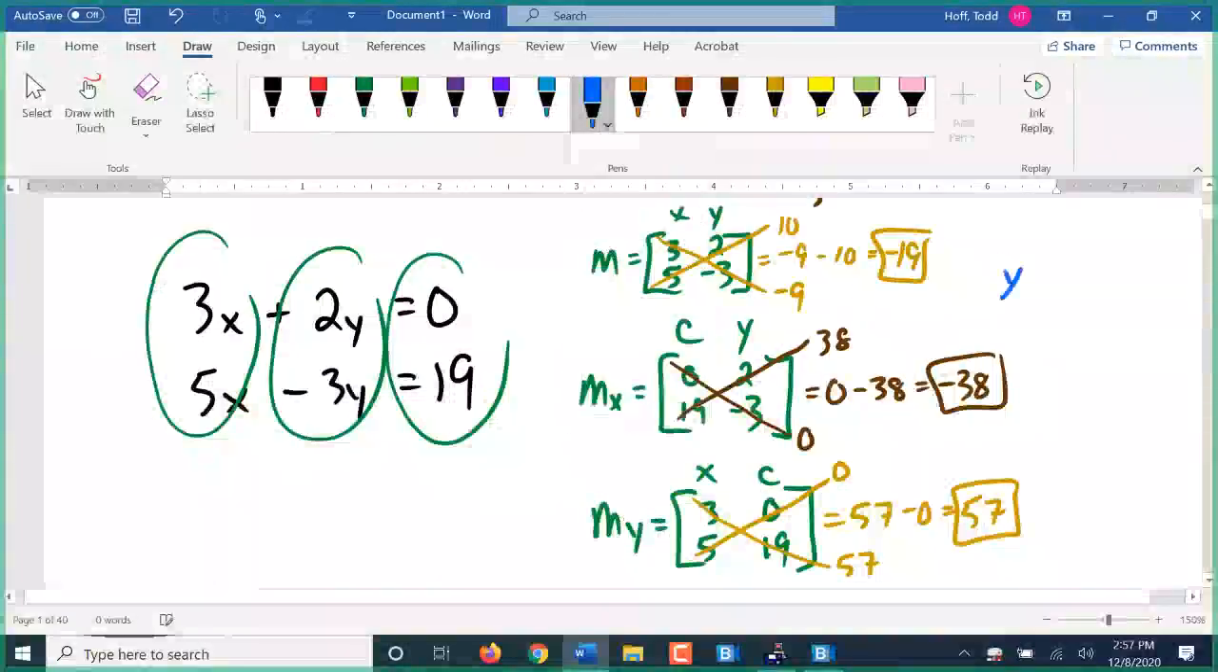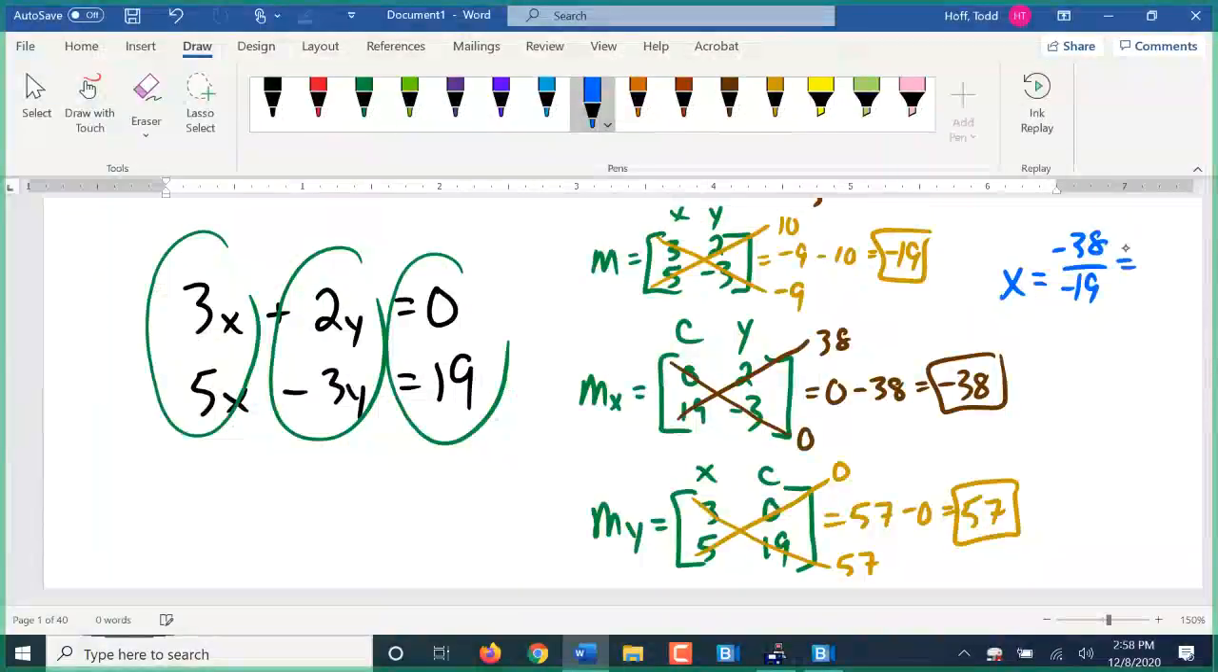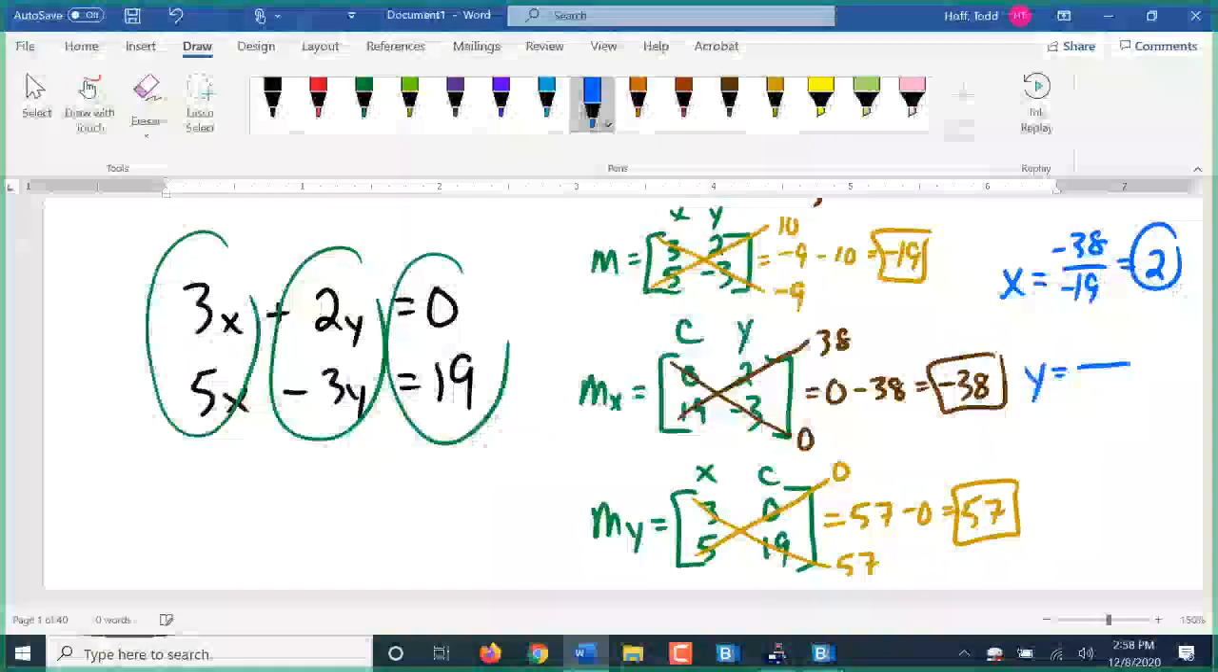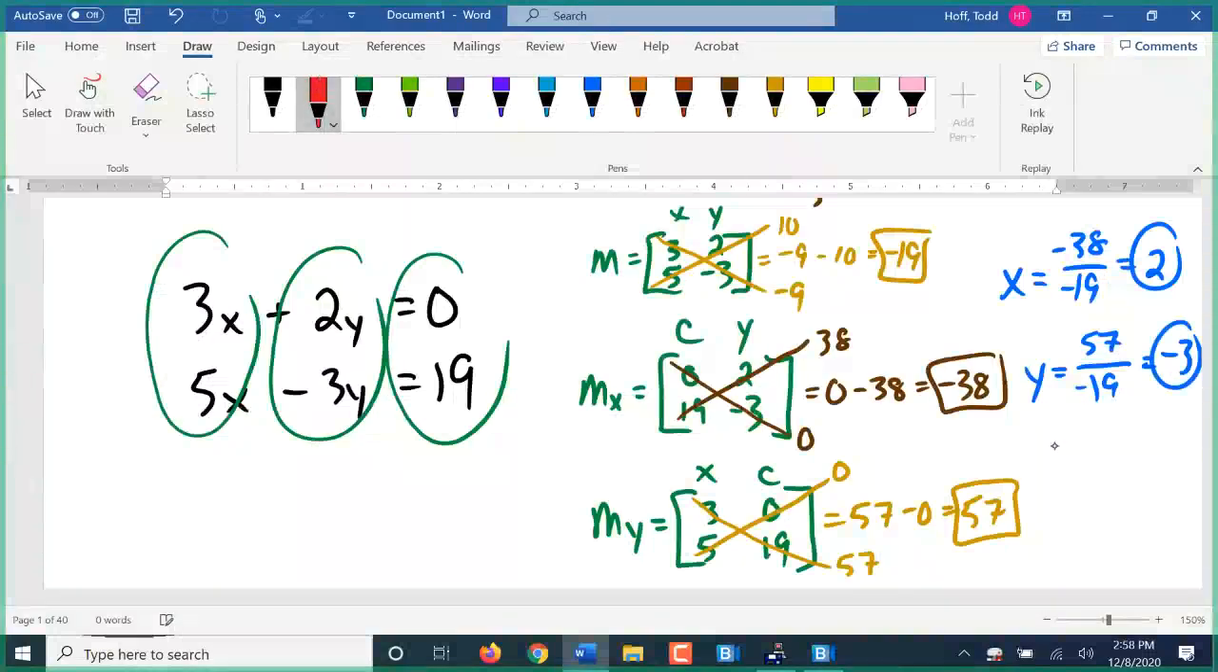So x is the determinant of the x matrix, negative 38, over the determinant of the base matrix, negative 19, equals 2 for x. Y is the determinant of the y matrix, 57, over the determinant of the base matrix, negative 19, which is negative 3. So we have x is 2 and y is negative 3.